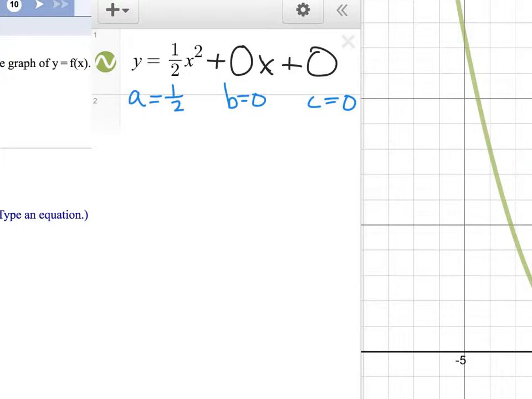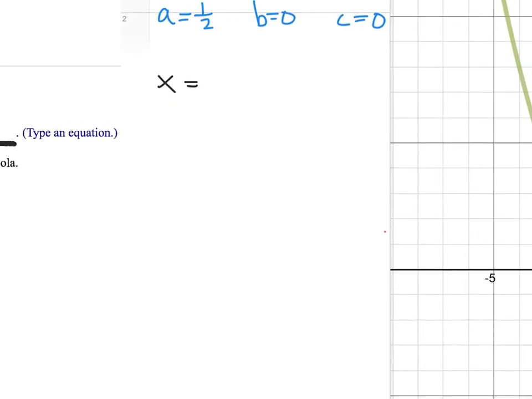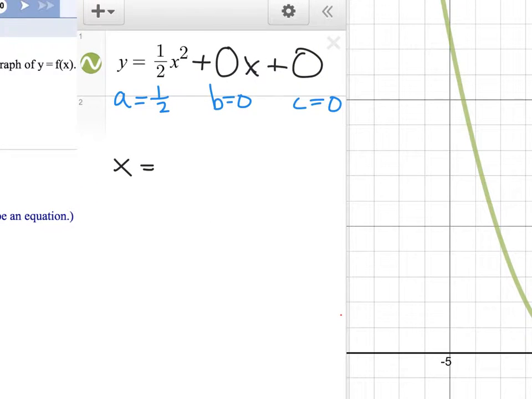Now the vertex formula is multiple steps. So the first thing you need to do is find the x value. Because remember, if you're looking for coordinate points, you need to find the x value and the y value. Now, of course, we know that the answers are going to be 0 and 0, but let's use the formula. So the formula is negative b over 2a. And you're going to have to write that down. You don't need to memorize it. It's an open notes test. So negative b over 2a.